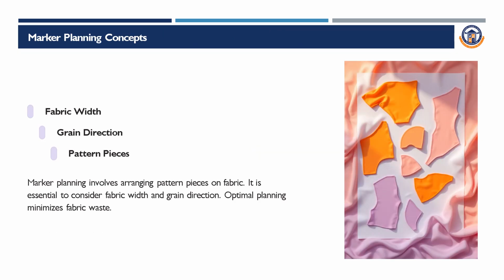Marker planning concept. What is marker planning? Marker planning refers to arranging pattern pieces on fabric for optimal usage. It is important to consider fabric width, grain direction, and piece arrangement. Good marker planning reduces fabric wastage and cost. It depends on two methods: one is a manual method, another is an automated method.